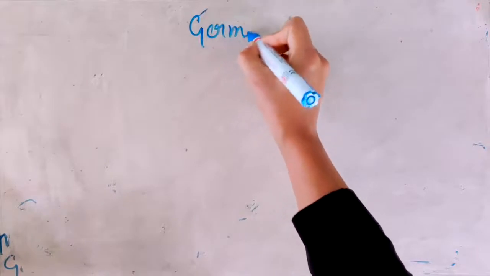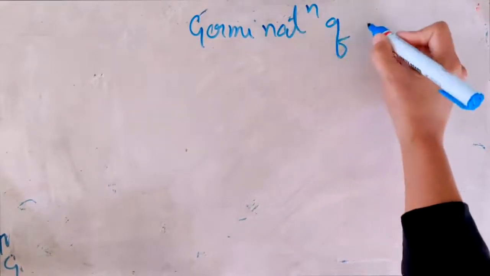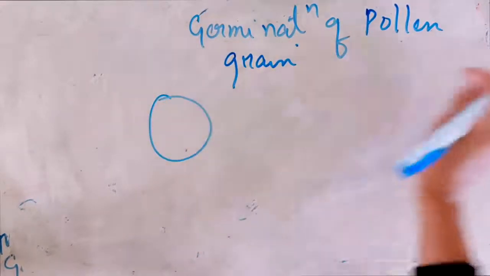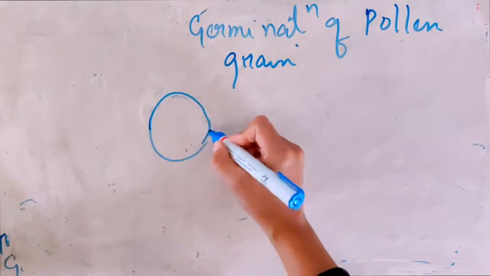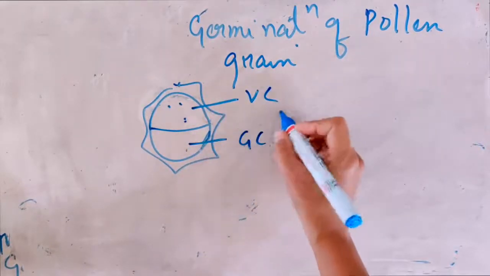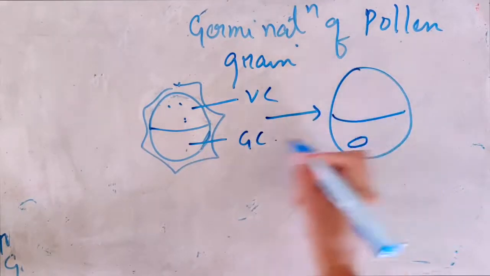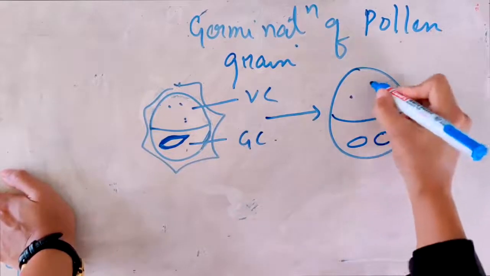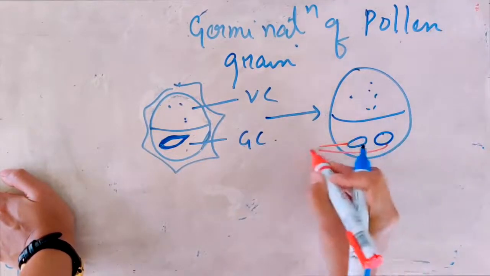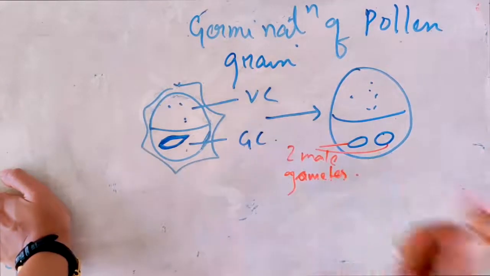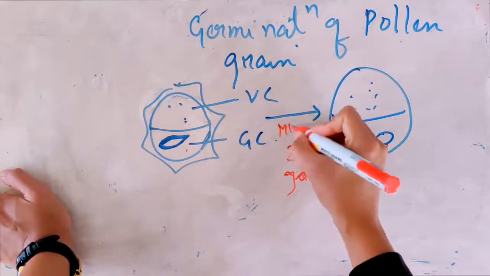So germination of pollen grain. Draw only one. Draw the pollen grain: VC, and we call the other GC. Another mitosis will happen. The generative cell is spindle shaped, and it forms two male gametes. Two male gametes, by mitosis.